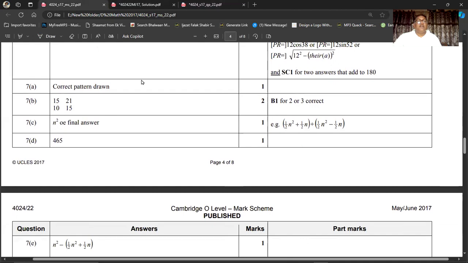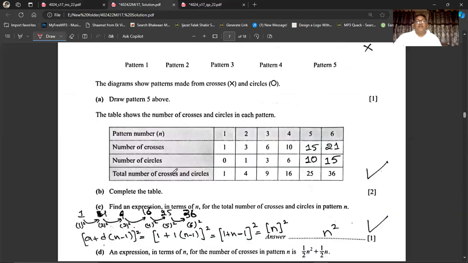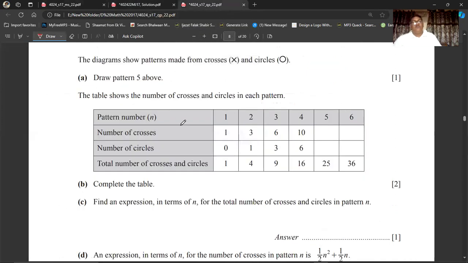The 15, 21, 10, 15. This is how this is done. It's a pattern, so please try to follow it.